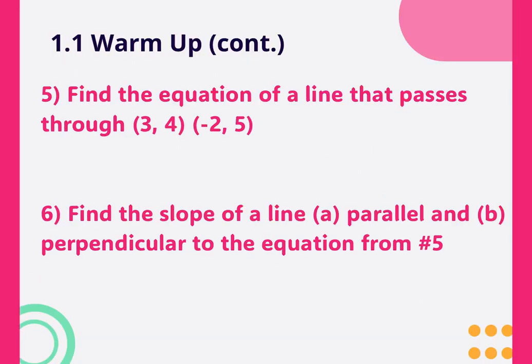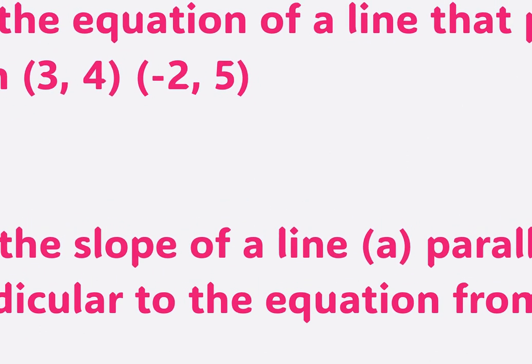All right, 5 says find the equation of the line that passes through. This time it's giving you 2 points, so the first thing we have to do is find the slope. 5 minus 4 over -2 minus 3, and I get 1 over -5. And then again, you can choose if you want to use point slope or slope intercept. Since I did point slope already, I'll do the other one.